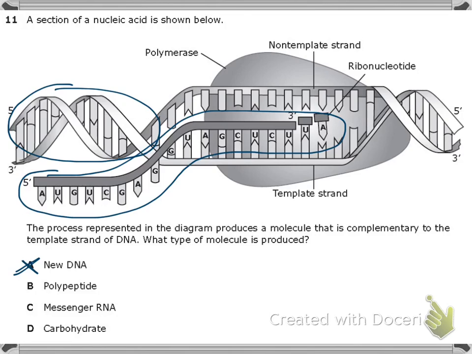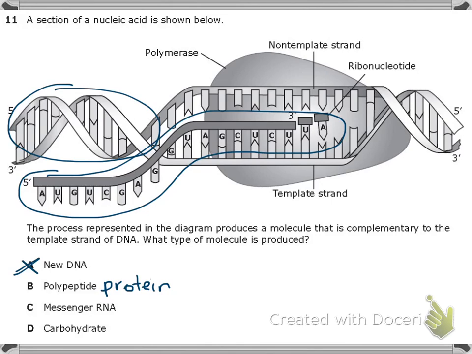B is polypeptide, and a more common word for polypeptide is a protein. Messenger RNA and carbohydrate, as in like a sugar. Carbohydrates can be sugars, starches, and other such materials that are simpler nutrients that we use. So in this case, all that would possibly be formed here would be messenger RNA, which is answer choice C.